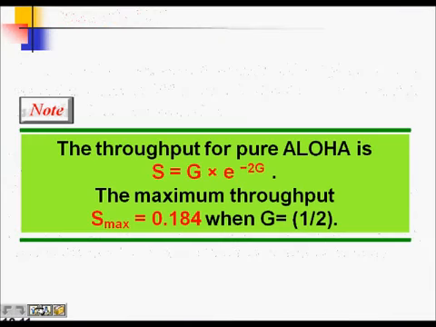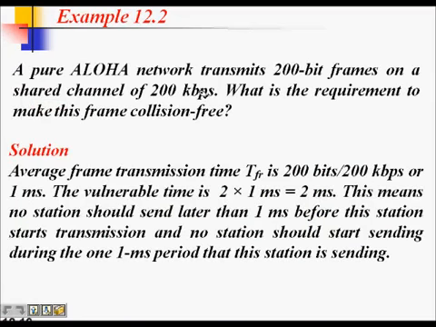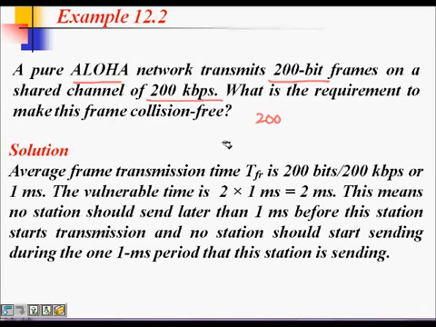Now let's try to see. So they are calculating now TFR. Always having a concrete example helps. So there is a pure Aloha network that transmits a 200 bit frame. So the length of the frame is 200 bits on a shared channel of 200 kbps. So I transmit at the rate of 200 kilobits per second.